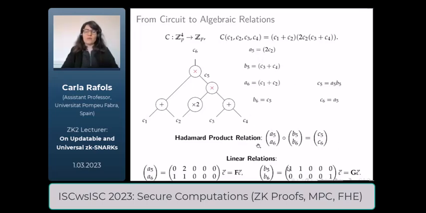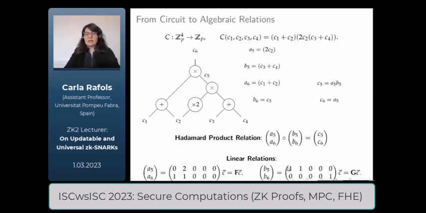2 kinds of relations. So first, a Hadamard product relation. Hadamard product just means the component-wise product of 2 vectors. And what I want to show is that the left wire of the gate 5, so I call this gate 5 because the output is C5, and this is gate 6. So what I want to see is that A5 times B5 is C5, and that A6 times B6 is C6. Okay, so that left times right is equal to the output of the gate.